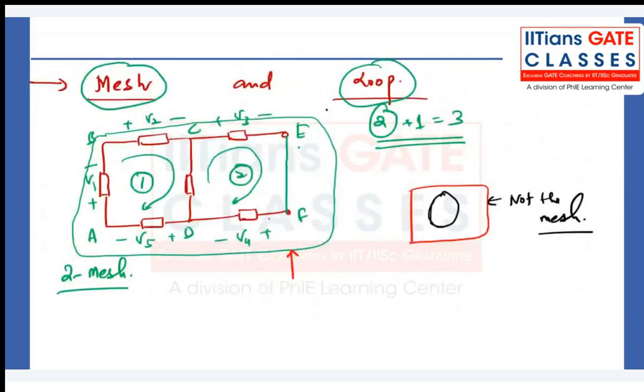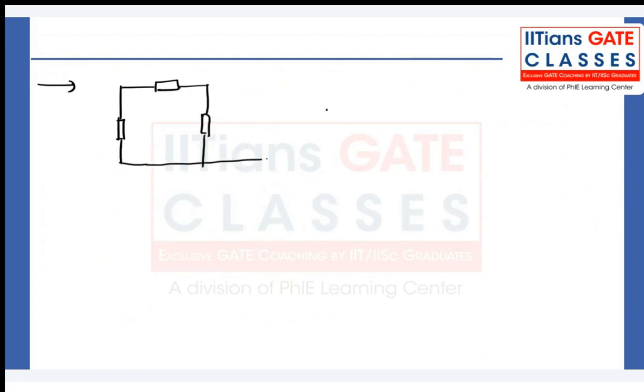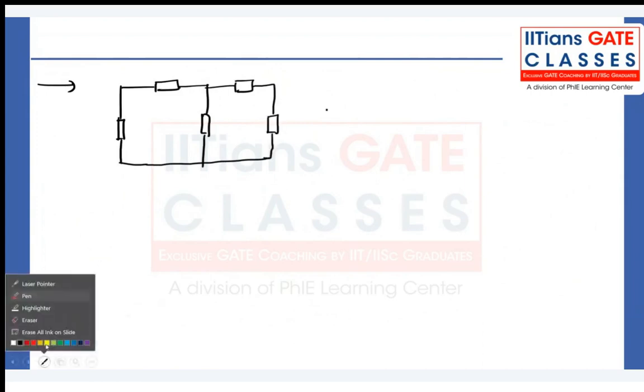Now, if I talk about how many meshes are there, suppose I give you any circuit. Here is the circuit, and you have to determine how many meshes are there. I'm just drawing one circuit where a black box element is connected, and somebody is asking how many meshes are there. So how can you find the number of meshes?